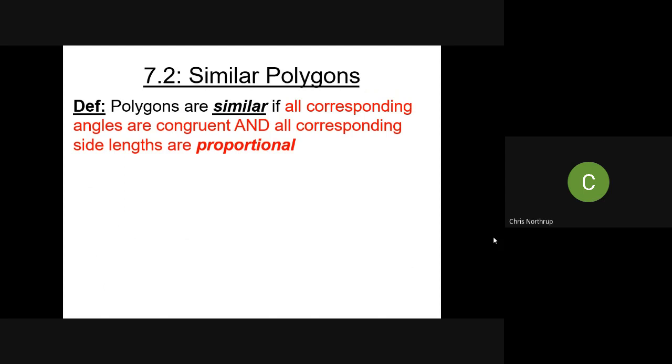How does this apply to geometry? Well, it's going to tell us things about corresponding sides. So we're going to get into this concept of similarity. So we're going to say that two polygons are similar if all corresponding angles are congruent, and then all corresponding side lengths are proportional. So this is different than congruent polygons. Congruent polygons were the same shape and the same size. Similar polygons are the same shape, but they could be a different size.